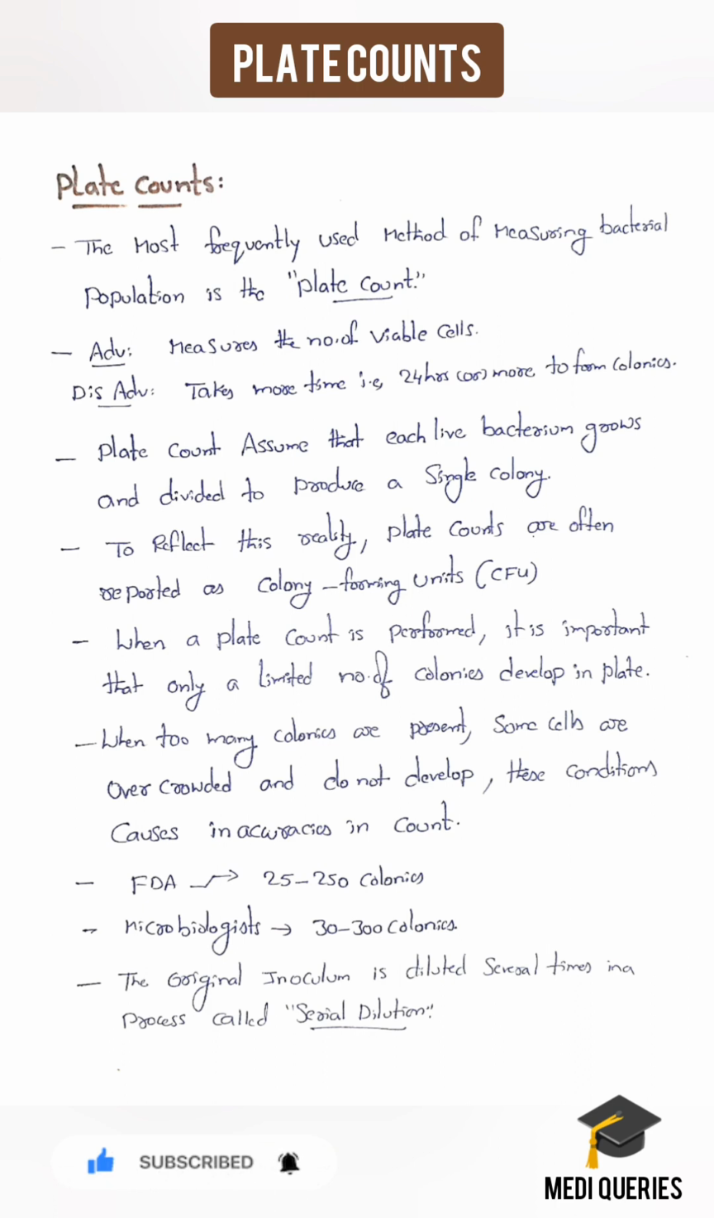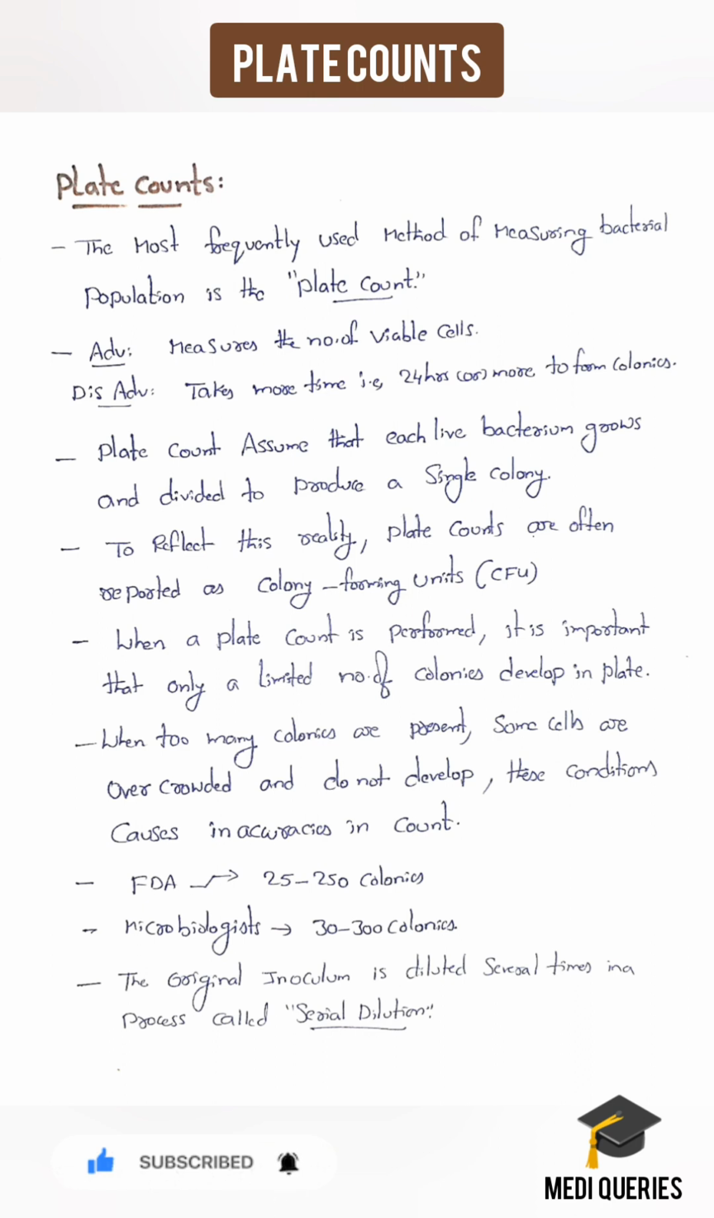When a plate count is performed, it is important that only a limited number of colonies develop on the plate. When too many colonies are present, some cells are overcrowded and do not develop. So these conditions cause inaccuracy in the counting of the microbes. So the Food and Drug Administration, that is the FDA, convention is to count only the plates with 25 to 250 colonies. But many microbiologists prefer plates with 30 to 300 colonies.